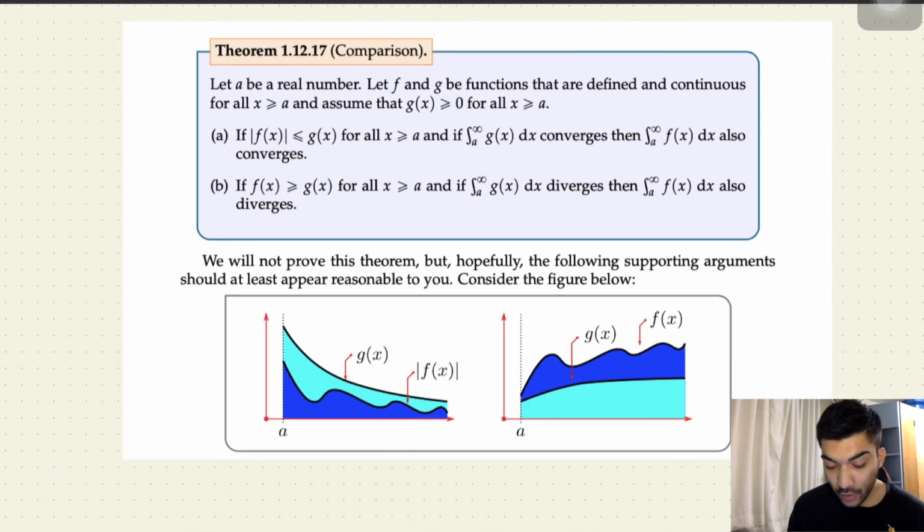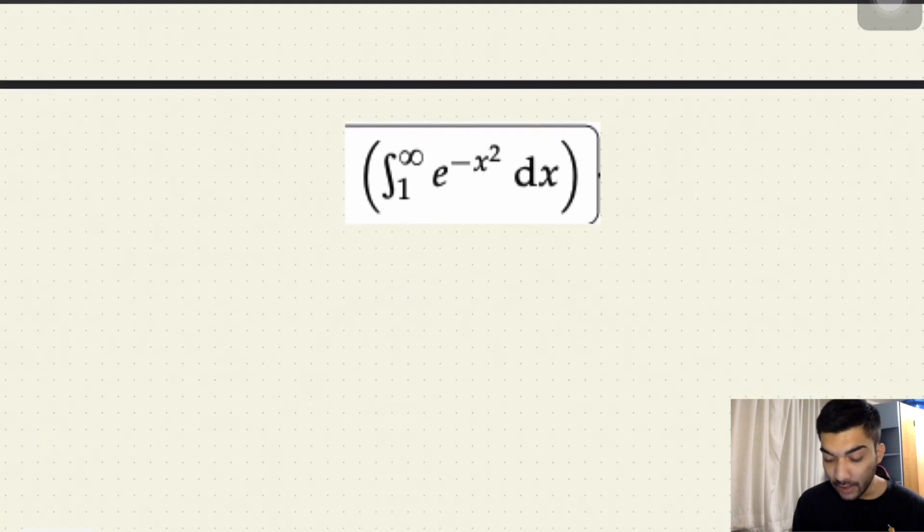The basic overview about the comparison test is that we compare our definite integral function with another function. And this other function should always satisfy the first criterion, which is that g of x, the second function, should always be greater than or equal to 0 for all the values of x which lie in the interval of the definite integral specified.